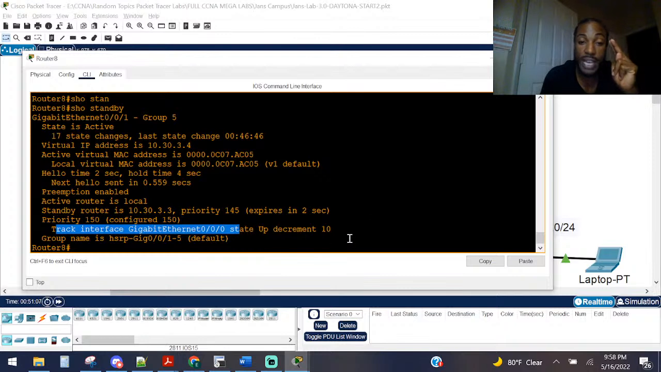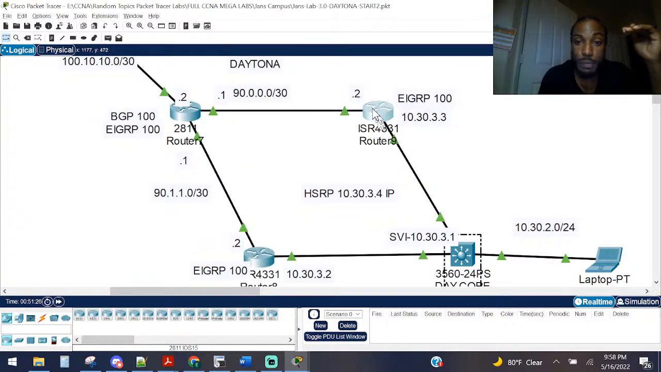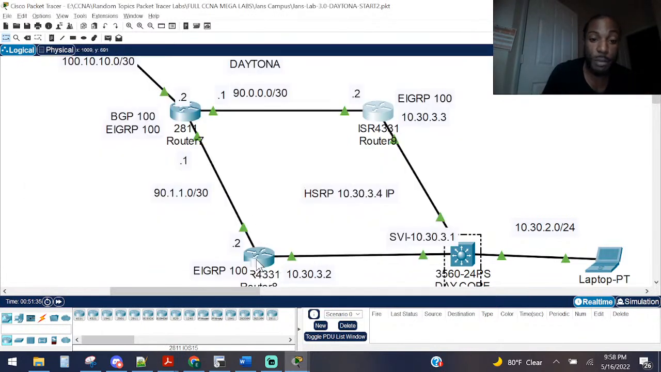Track interface gig 0/0/0. So now we're tracking that interface. If this interface goes down, decrement my priority by 10. What's my priority? Right now, it's 150. So when that interface goes down, my priority is going to go down to what? Now, I know I'm not a mathematician, but 150 minus 10 is 140. Once I'm down to 140, this guy, his priority is what? It even says right there. His priority is 145. So that means I'm 140 and the other guy's 145. Now the other guy is going to be the active router. That is how we shift the traffic, right?